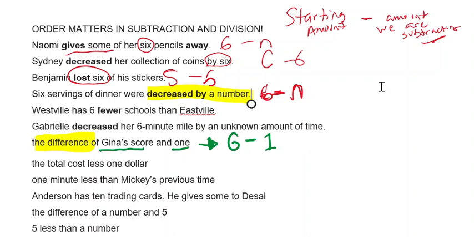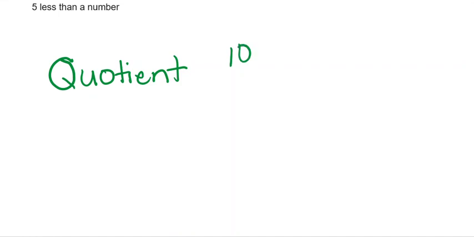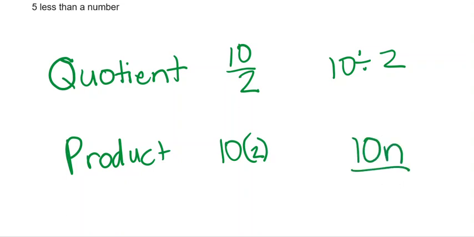Some other words that you want to remember are quotient. Quotient represents the answer to a division problem. If I said the quotient of 10 and 2, that would be 10 divided by 2. If I said the product of 10 and 2, that would be 10 times 2. The product of 10 and a number, we can write that as 10 with the letter beside it without any operation, and we know that still represents multiplication.